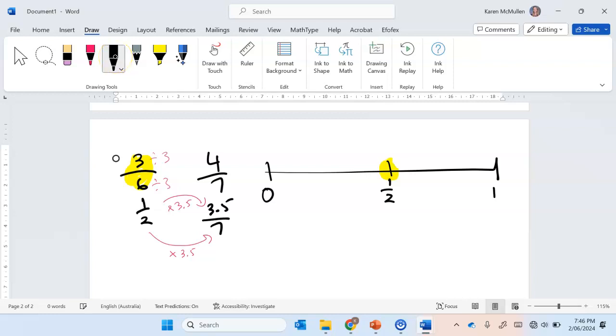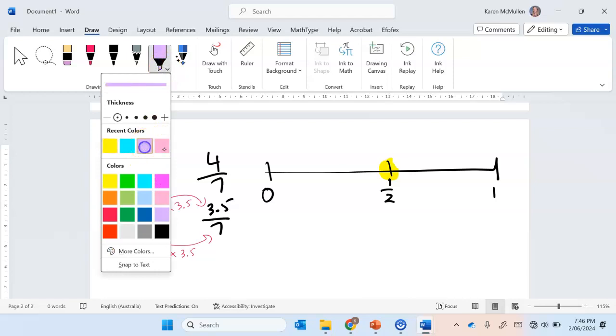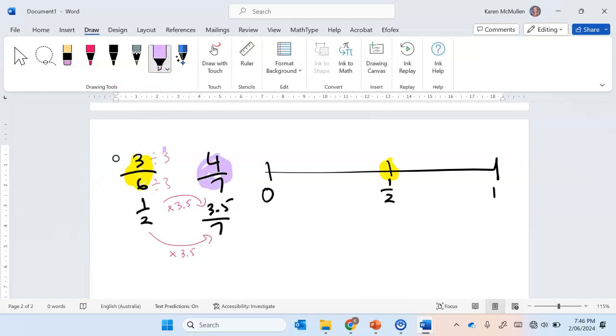So 1/2 is the same as 3.5 over 7. So 4/7, this number here, is actually larger than 1/2. So the quickest way to compare is to think, well, where does it fit on my number line?